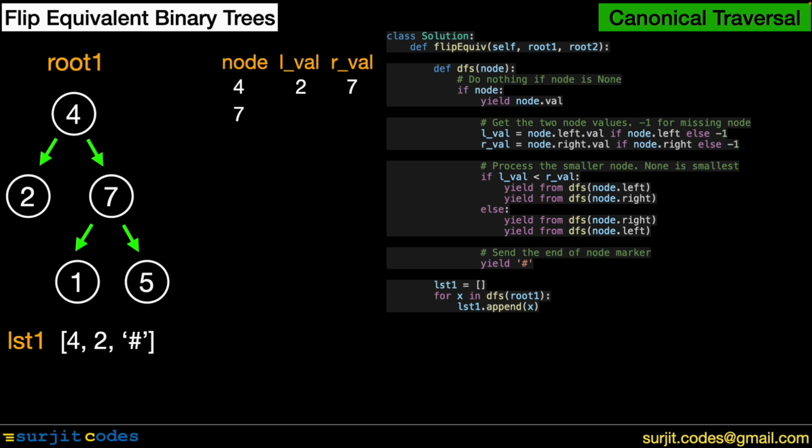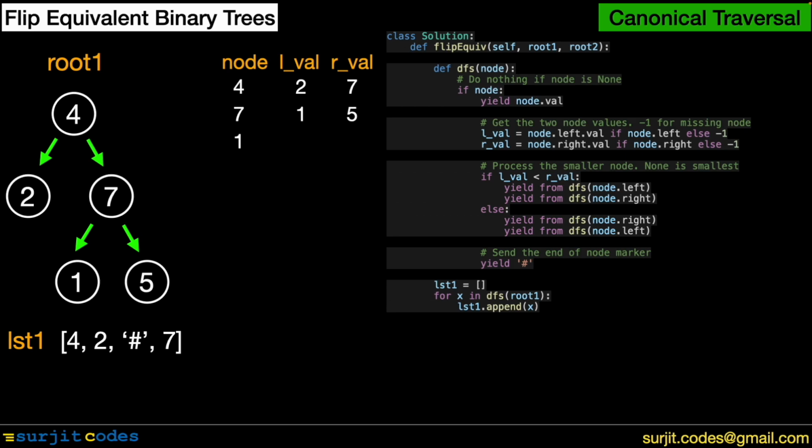We now process 7. Its first statement yields 7 to X, which we append to the list, and we go back to resume processing of 7. Its two children are 1 and 5. We process its smaller child, which is 1.